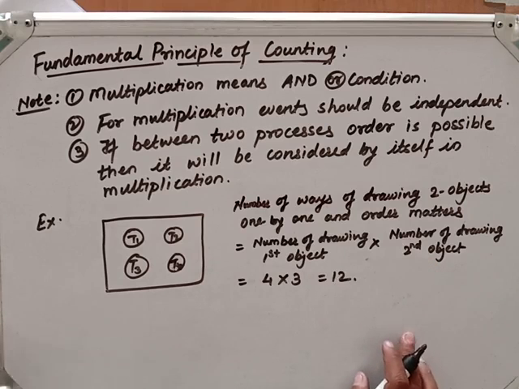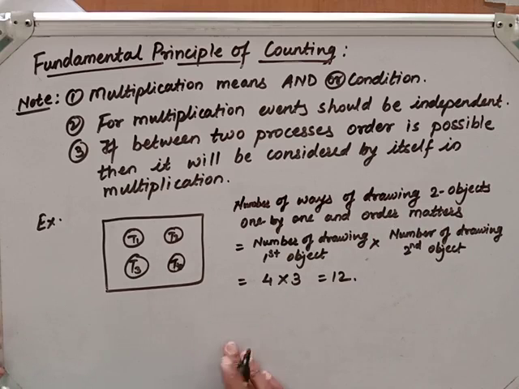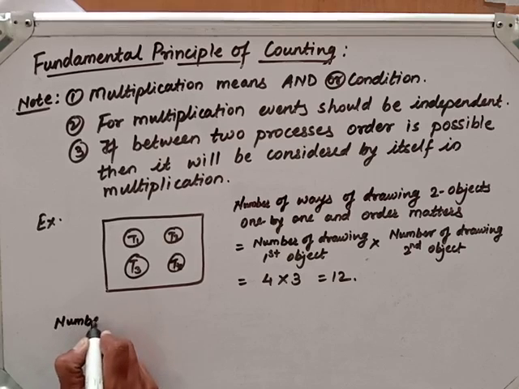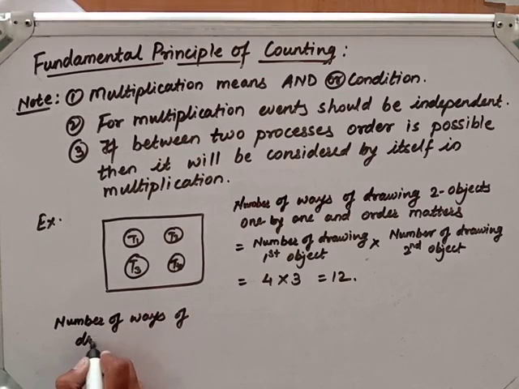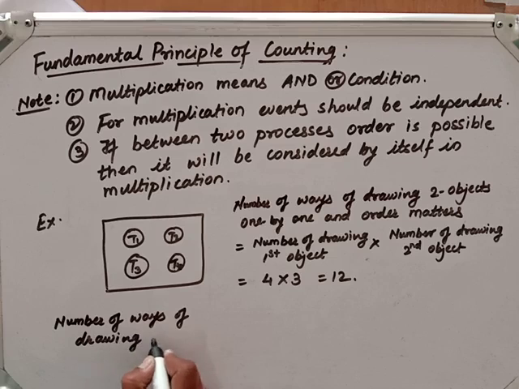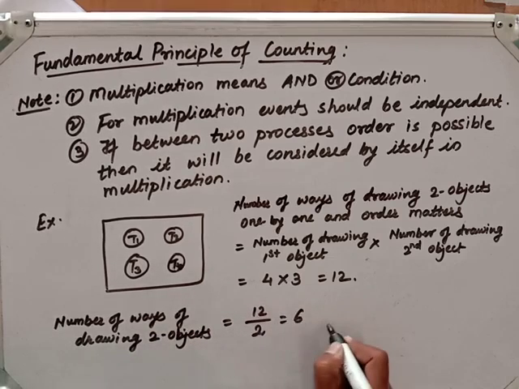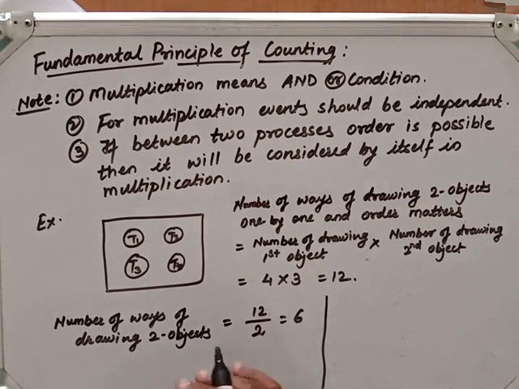Now if we have to draw these, but order doesn't matter, suppose. Actually here the number of ways of drawing 2 objects only, that time it will be 12 by 2, that is 6. Now why is this? Let us see, because here it is not mentioned that order matters. So if order doesn't matter, then the same thing will be repeated.